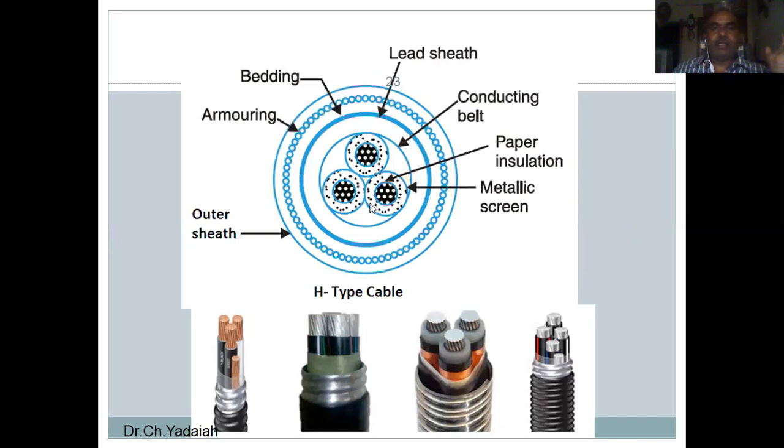Now let us see here. This is the conductor, over which is the impregnated paper insulation, and over which the metallic sheet. Here is another sheet. Similarly, they are all connected, and another conducting belt, another metallic sheet, over which is a lead sheet, then the bedding, that is the fibrous material, over which the armoring, metallic strips for mechanical protection, and over that the outer sheet. This is the construction of this cable. All H-type cables are of this type, used for different voltage and load purposes.